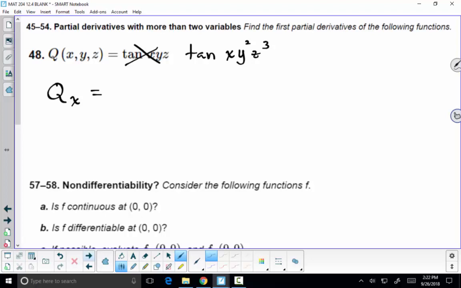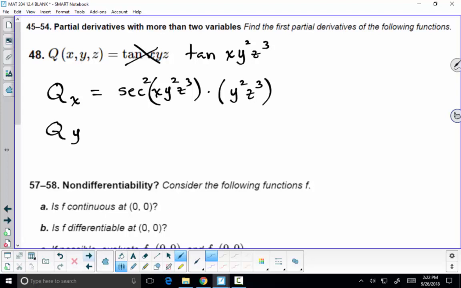Okay, so the derivative of tangent is secant squared of the same inside, times the partial of the inside with respect to x. And what's the partial of the inside with respect to x? Y squared z cubed.